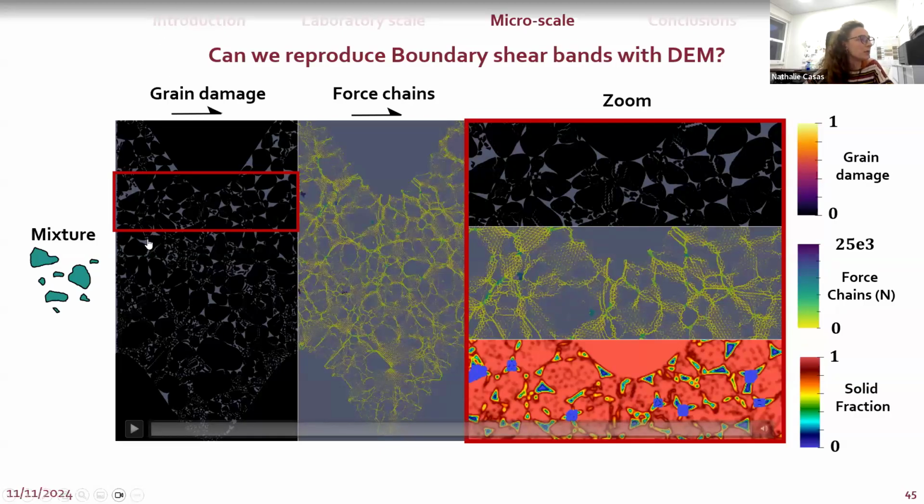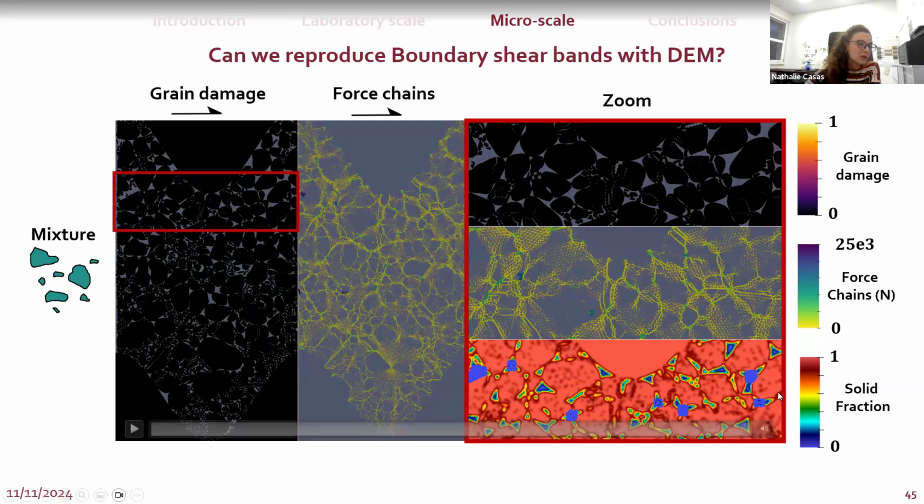Here I will show you a small video of the bidispersed mixture. Here you have the grain damage, which is the amount of fragmentation within the model. The black color is no fragmentation, and when it becomes yellow, it represents fragmentation of the grain. The yellow grains are mostly the subgrains that are totally detached and behaving as single grains. Here you will see the fabric evolution, and then there is a zoom within these parts where we expect to have some shear localization, since it's what we had in the laboratory experiments.